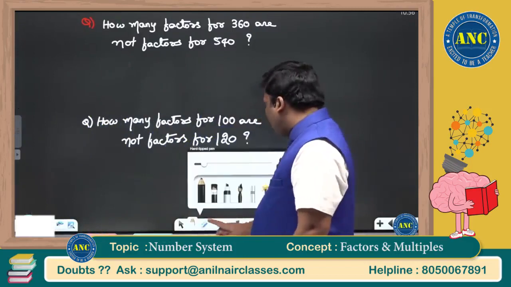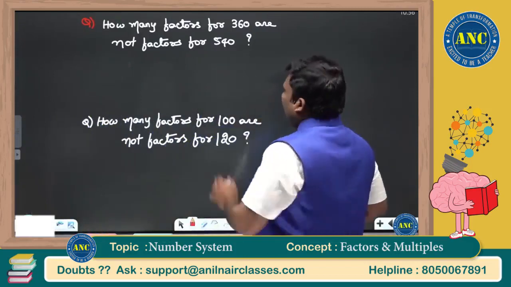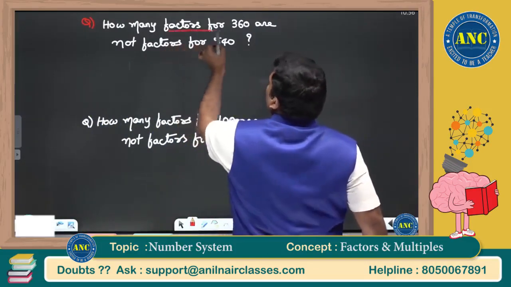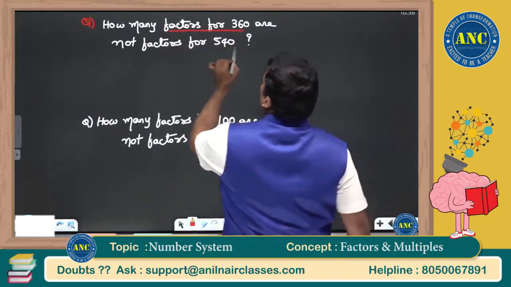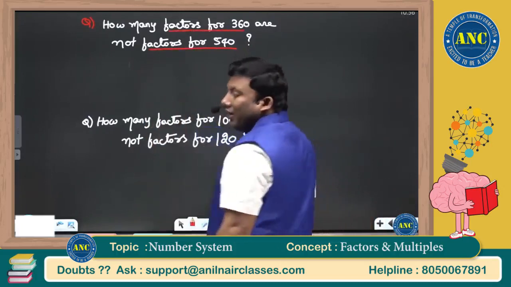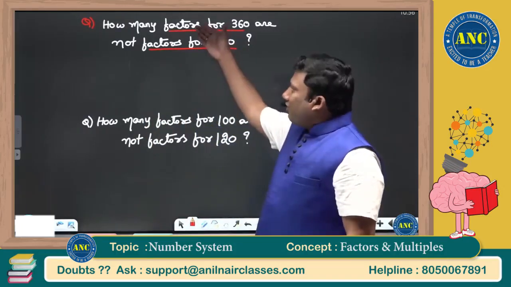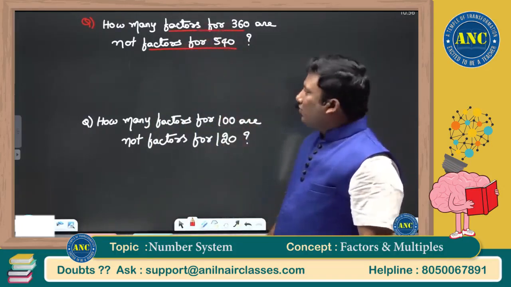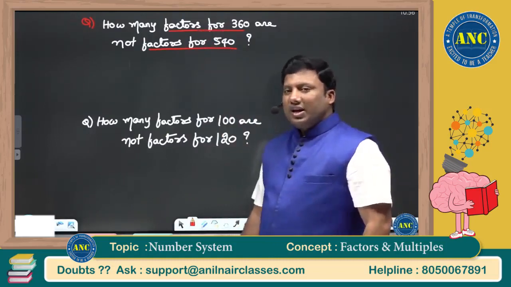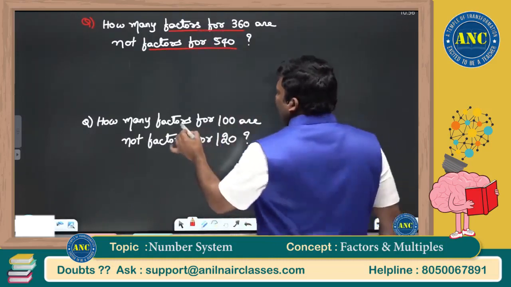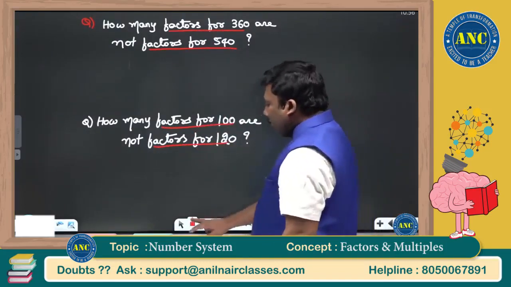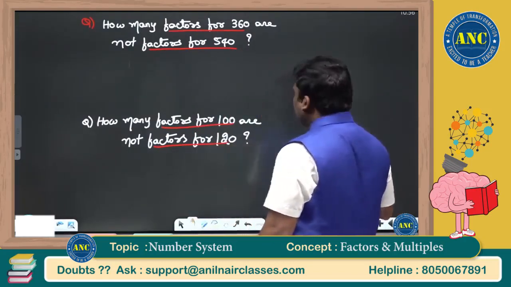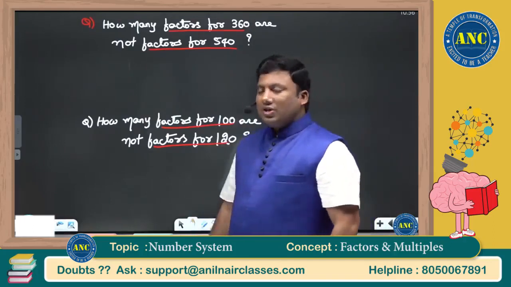Now, if you read the question, there is a number 360, and we have to determine its factors. There is another number 540, and we have to determine its factors. From the first one, we have to determine the factors which are common to 360 and 540. Likewise for 100 and 120, because there are two natural numbers in each question.